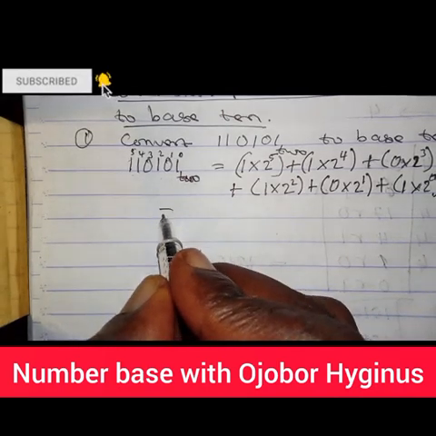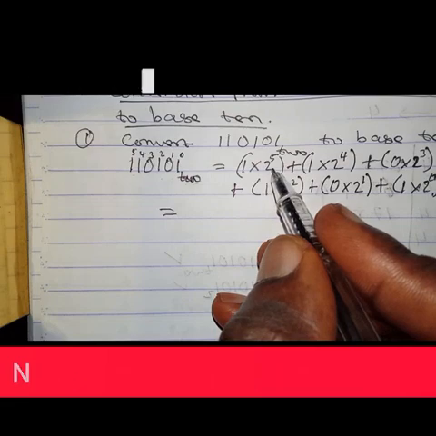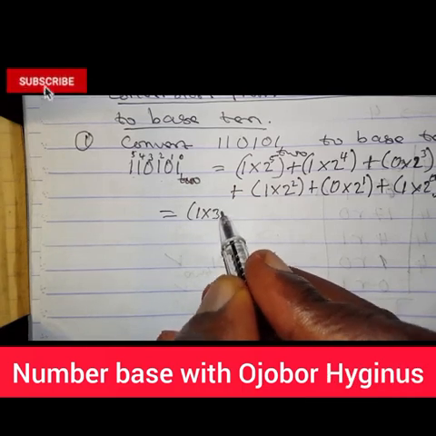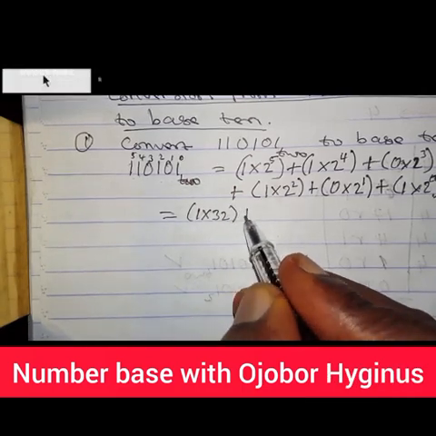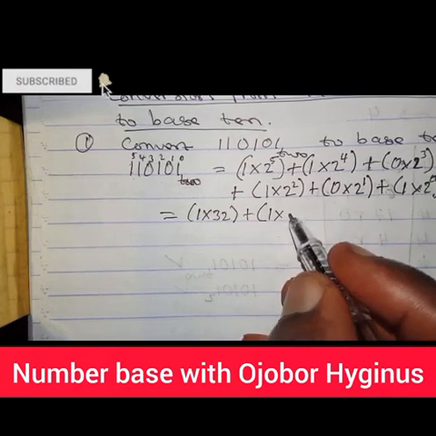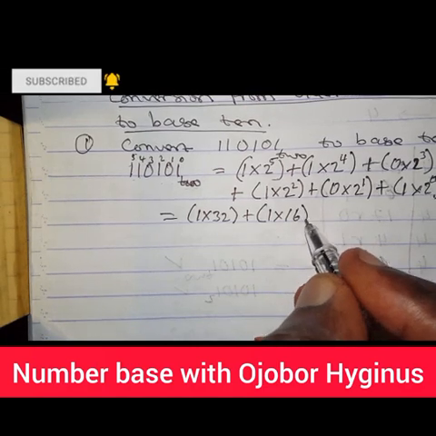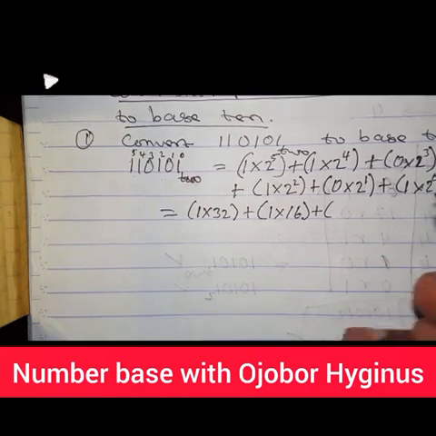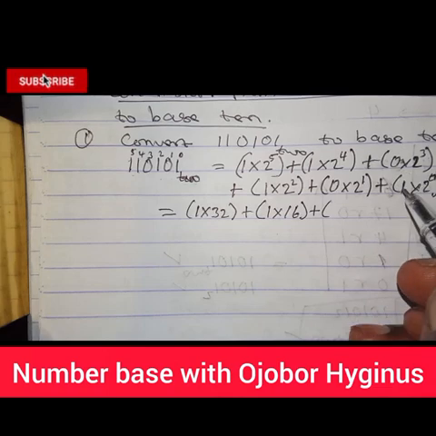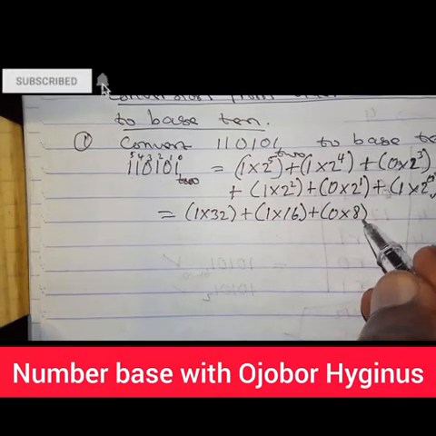So this is equal to 2 raised to power 5. We are going to find it so that we have 1 times 32, because 2 raised to power 5 is 32, plus 1 times 2 raised to power 4, which is 16, and we have that one as well. We also have plus the next one, 2 raised to power 3, which is 8, times 0. You put it that way.